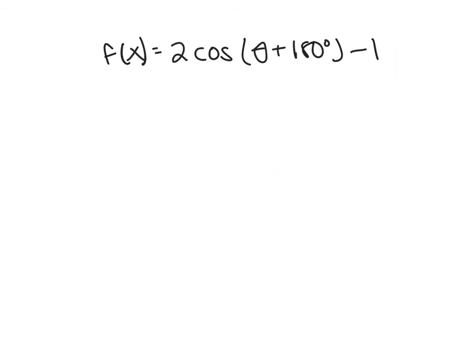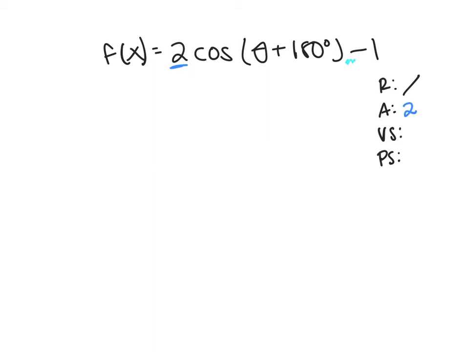So now let's look at one that has multiple shifts. Like before, I recommend listing everything out. So check for reflection, check what is the amplitude, check for a vertical shift, check for a phase shift. In this case, there is no reflection because there's not a negative being multiplied by cosine and there's not a negative being multiplied by the theta. Our amplitude is that number out front. So our amplitude is 2.